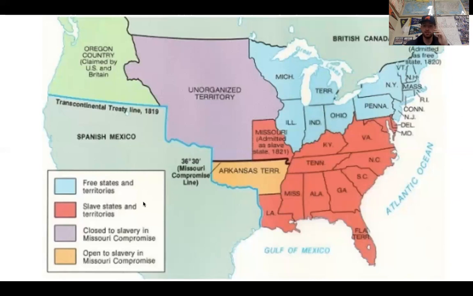This picture just goes to show you how it looked. States in red were slave states. States in blue were free states. You also had unorganized territories. Those eventually would become states, and there were some other treaty lines. This is what the United States map looked like in 1820. It's starting to look like things that we know, at least on the East Coast.